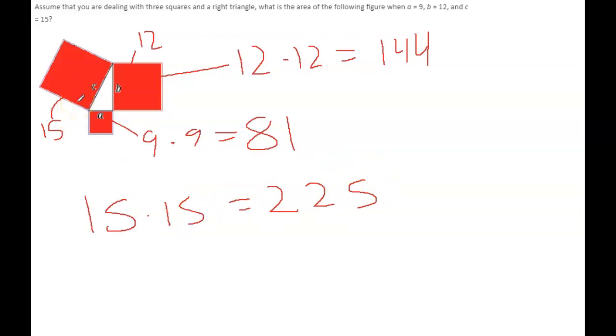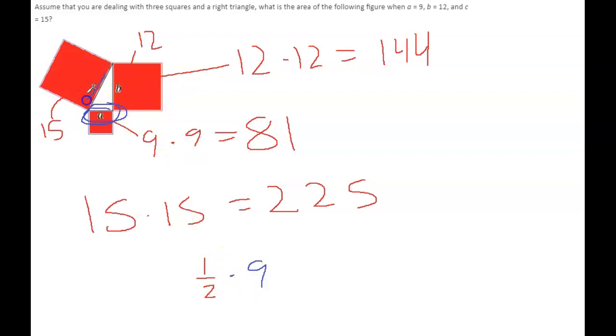So the only thing we need to find is the area of that triangle in the middle. And it's 1/2 base times height. Now, again, the base is the flat part on the ground, which in this case is A here. Let me use a different color. A, which was 9.